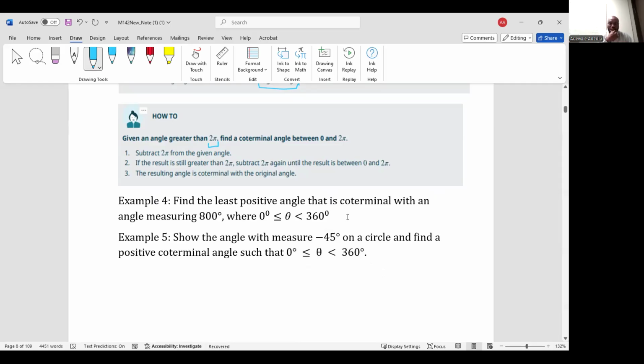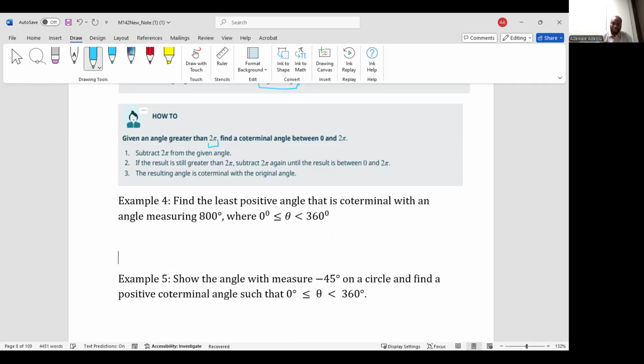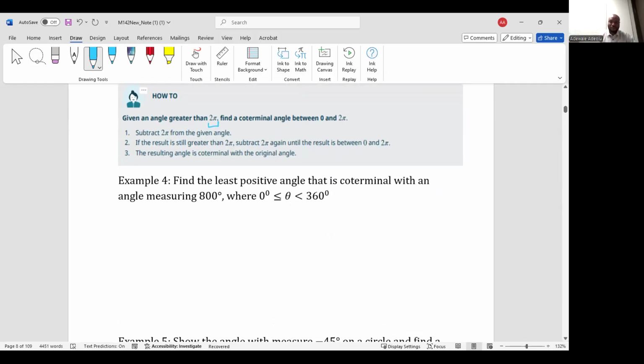Okay, let's see this problem. Find the least positive angle that is coterminal with an angle measuring 800 degrees.